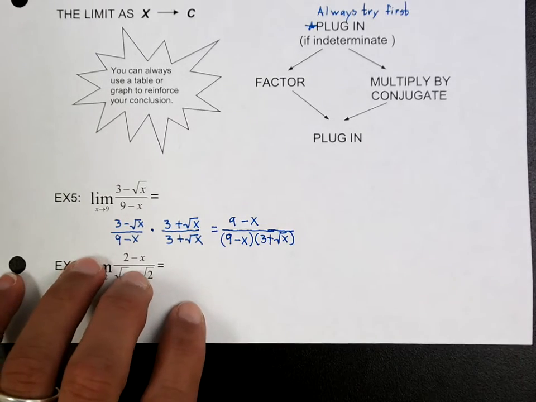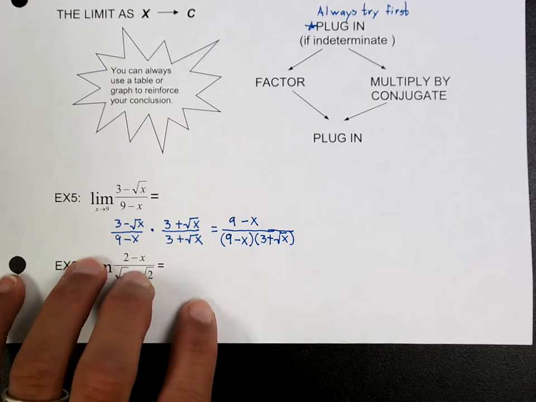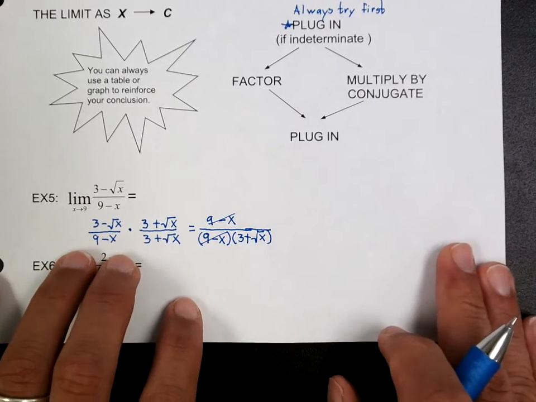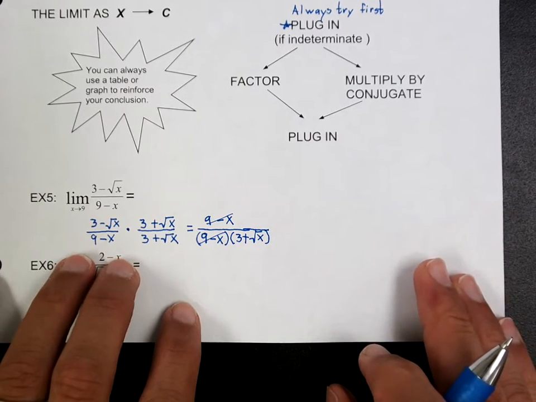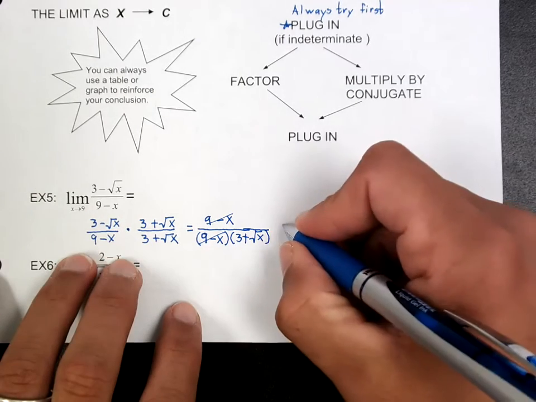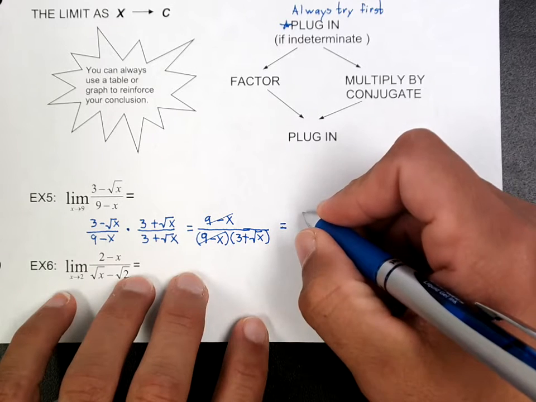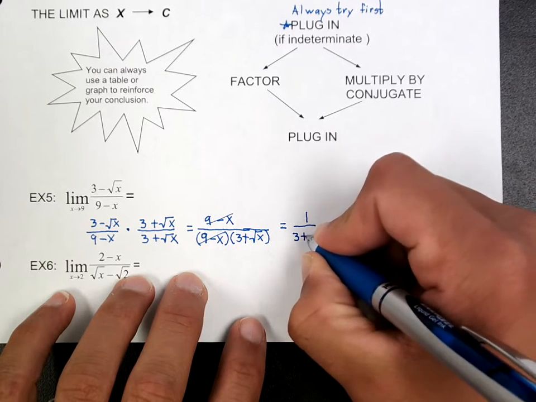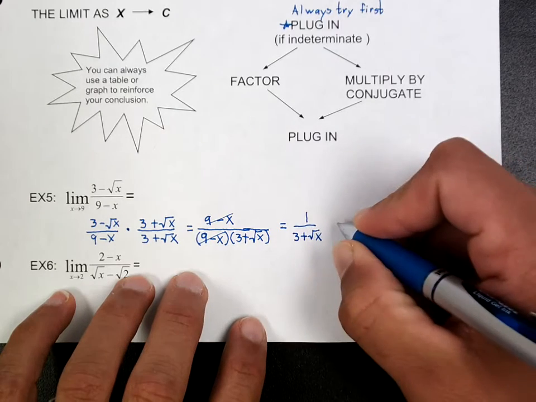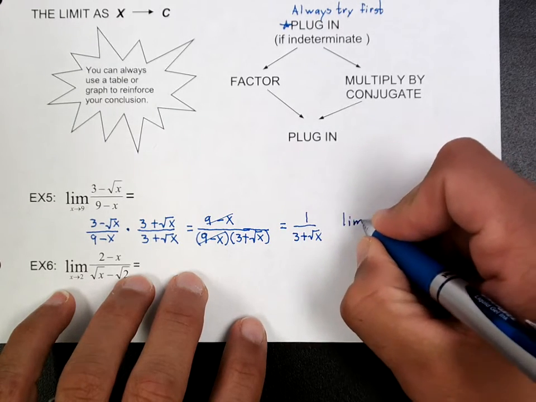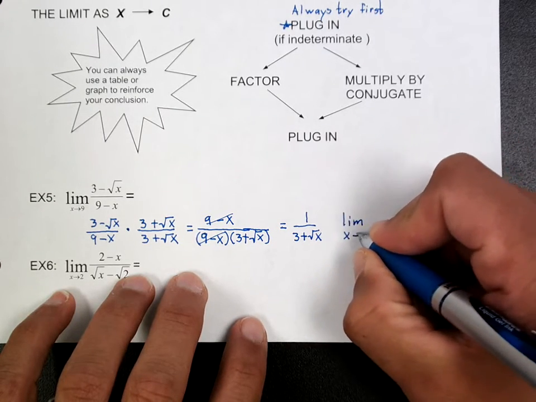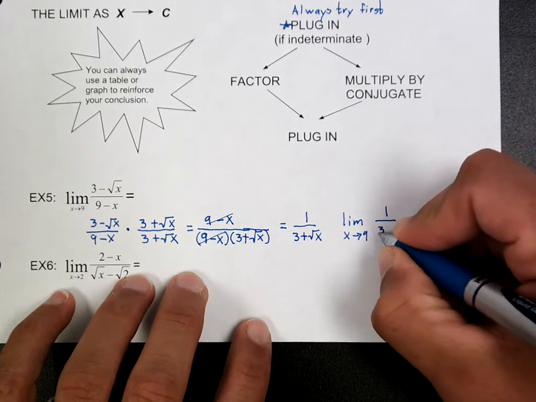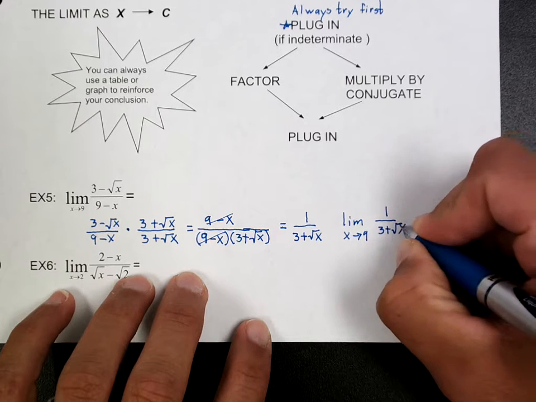Okay? So that's what I got at this point, but notice that this can cancel that. All right, so that's why I want to multiply by the conjugate, because now I have something that I can cancel, and that's just going to give me this. And then now I can try to find the limit as x approaches 9 of 1 over 3 plus the square root of x.